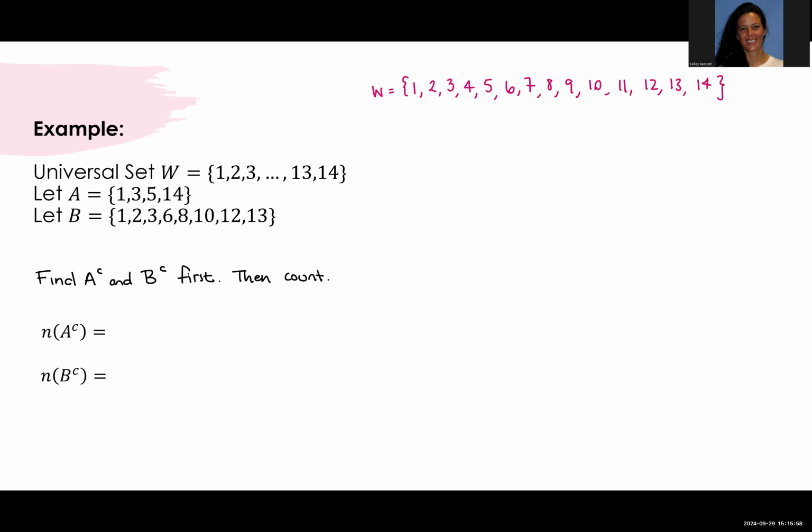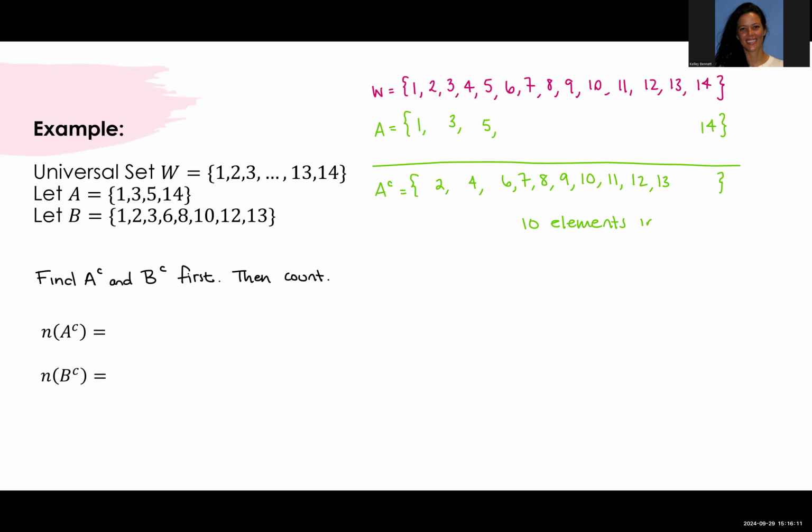So I'm going to do what I always do. I'm going to write out my universal set. I'm going to compare it to A, and I'm going to say what's missing. So in this way, I get A complement. And I can see that there are 10 elements in A complement. So I'll write 10 as the answer.